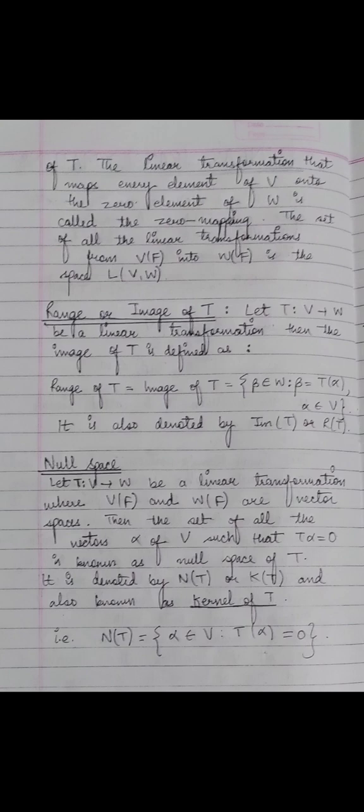Null space. Let T: V → W be a linear transformation where V(F) and W(F) are vector spaces. Then the set of all the vectors α of V such that T(α) = 0 is known as the null space of T. It is denoted by N(T) or kernel of T, that is K(T). That is, N(T) = {α belongs to V such that T(α) = 0}. This is the condition for the null space.